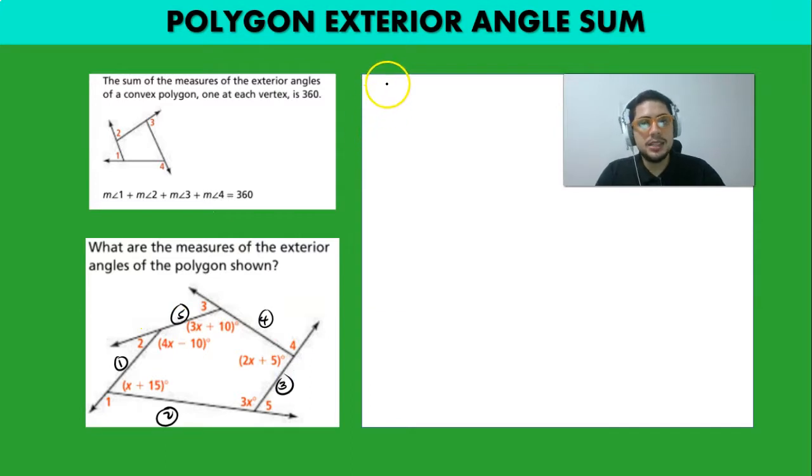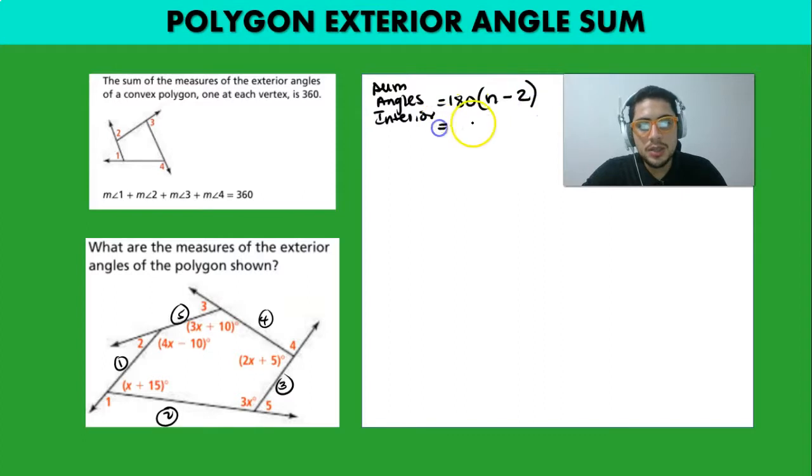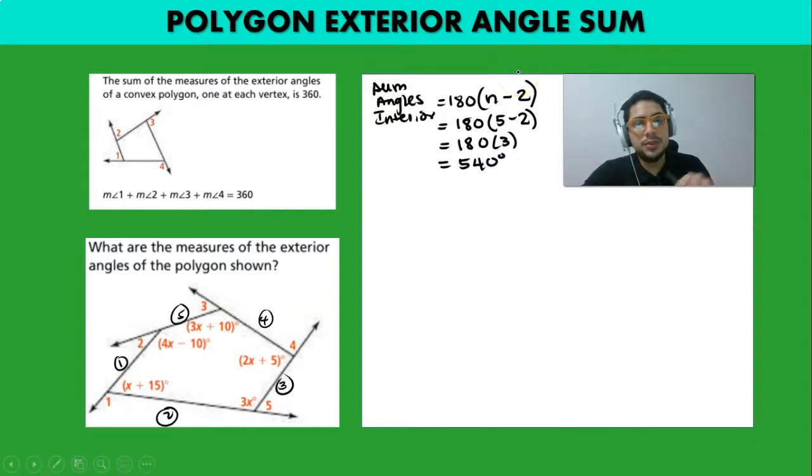So that means that according to the polygon interior angle sum theorem, we know that the sum of the angles inside, or the interior angles, is going to be 180 multiplied by the number of sides minus 2. So in this case, we have 5 sides, so it's going to be 5 minus 2, which is going to be 180 times 3, which is a total of 540 degrees. So that means that the sum of the interior angles that they gave us is going to be a total of 540 degrees.